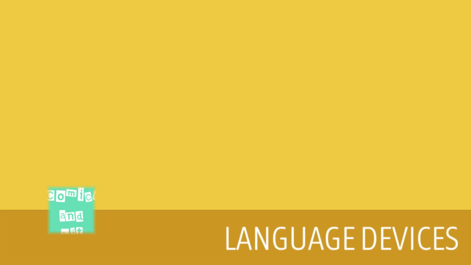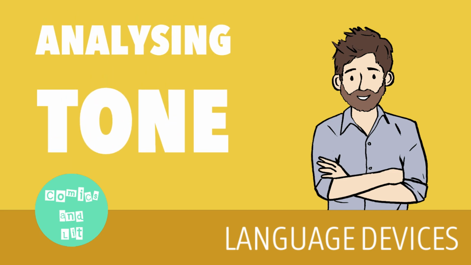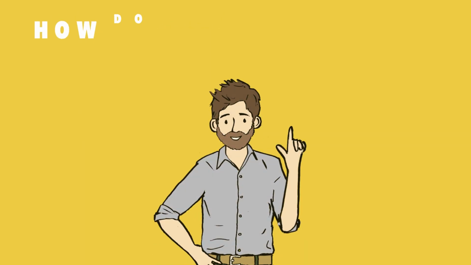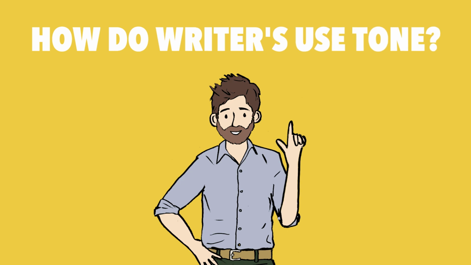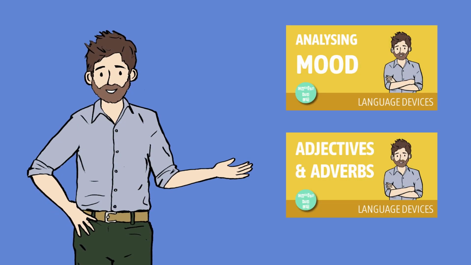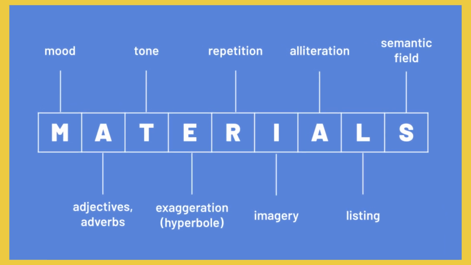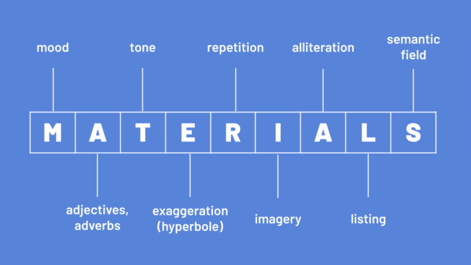If you're an English student hoping to sharpen your language analysis skills, this third video in my series on language devices will help you understand and examine tone, a key device that reveals a writer or character's attitude and emotions. A quick reminder to check out my previous videos on mood and adjectives and adverbs, where I introduced the acronym MATERIALS to help you remember this essential set of language devices. Now, back to today's focus.